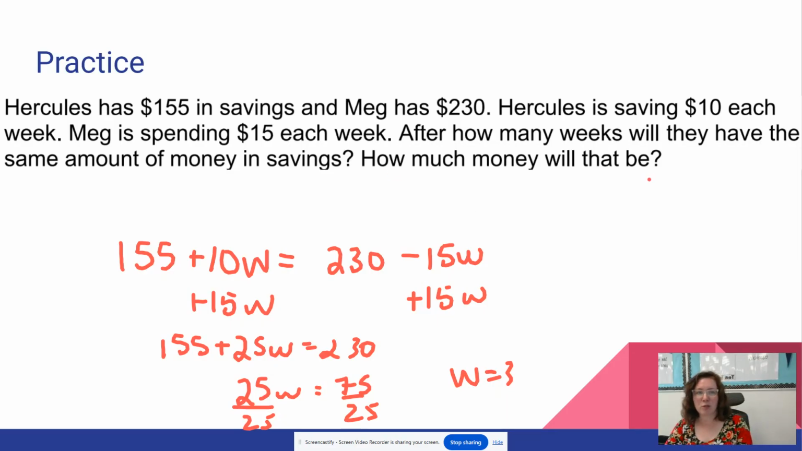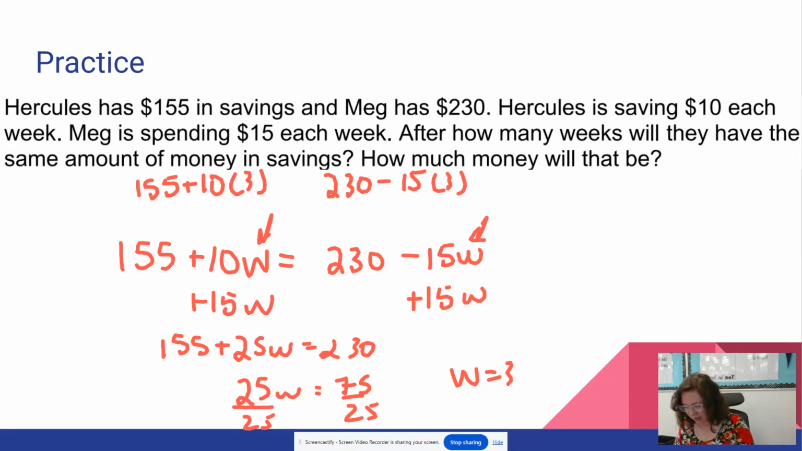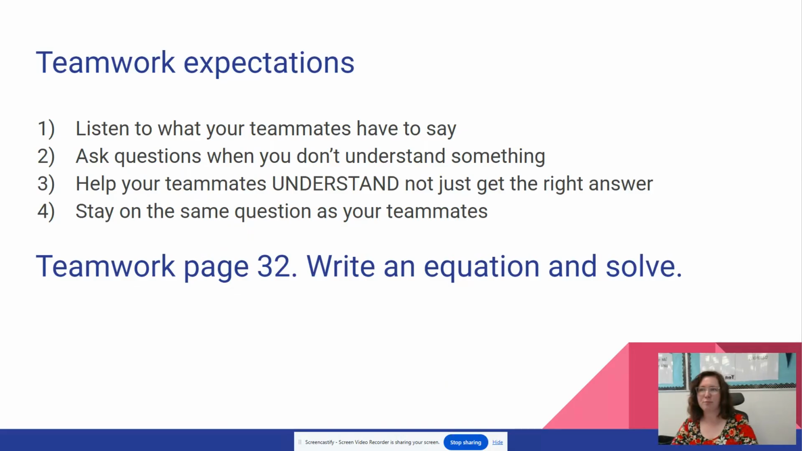Then it asks, how much money will that be? So I can plug the 3 back in. It doesn't matter whether it's that W or this W. 155 plus 10 times 3, or 230 minus 15 times 3. They should be the same. 155 plus 10 times 3 is 185. And 230 minus 15 times 3 is also 185. So they'll both have $185 after 3 weeks.